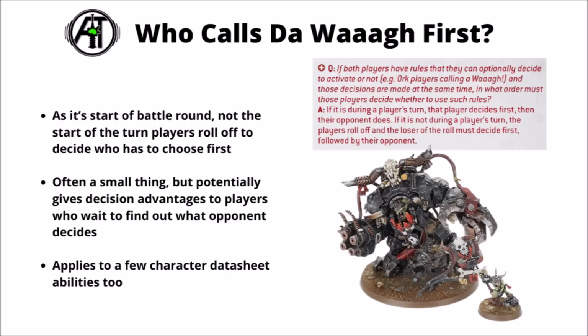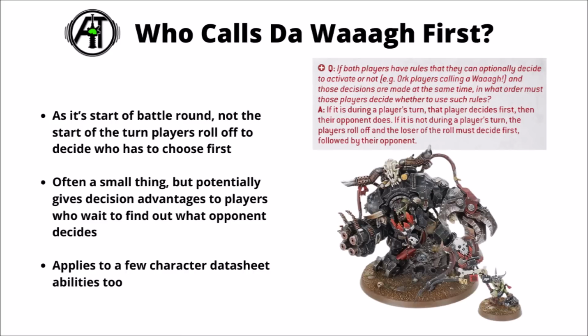There was one clarification for who gets to call the Waaagh first, or any other abilities that are declared at the start of the battle round, not necessarily within either player's turn. Usually if you have abilities like that that have sequencing conflicts within the player's turn, then the player whose turn it is gets to choose which order they go in. But if not, it was genuinely a little bit unclear. Technically the battle round starts and then the next player's turn begins, and just occasionally the order of declaring things like that could be important.